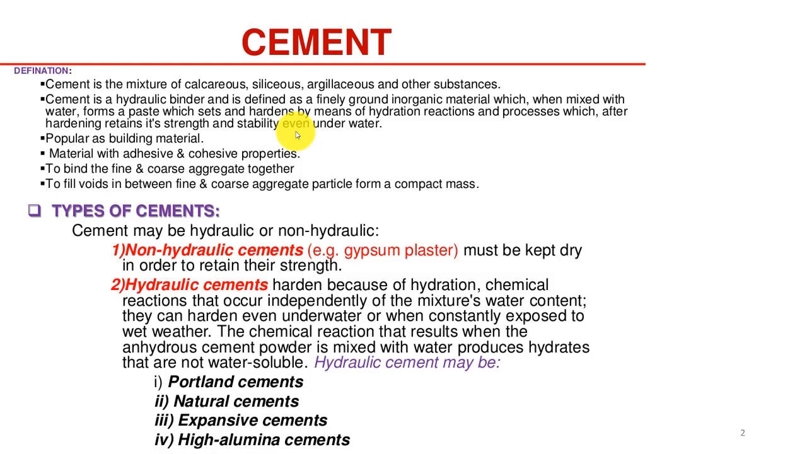For example, the maximum size of aggregate that you use is around 19 millimeters, let's say, the nominal maximum size. First, you must have an idea about the nominal maximum size. Nominal maximum size is basically the maximum size of a sieve opening through which all the aggregate passes. So it's a nominal maximum size.